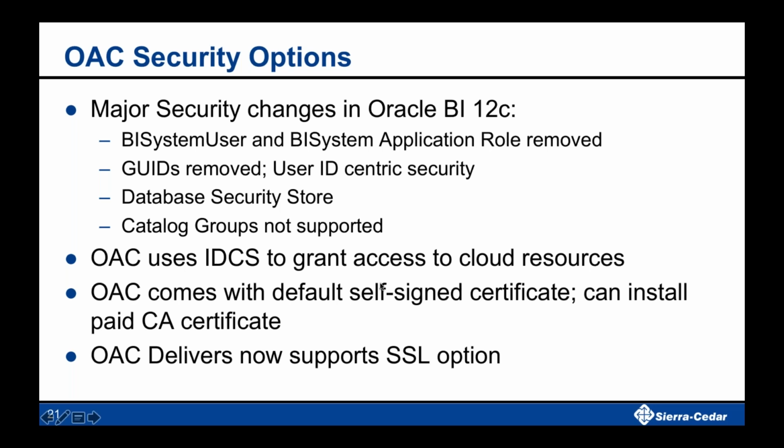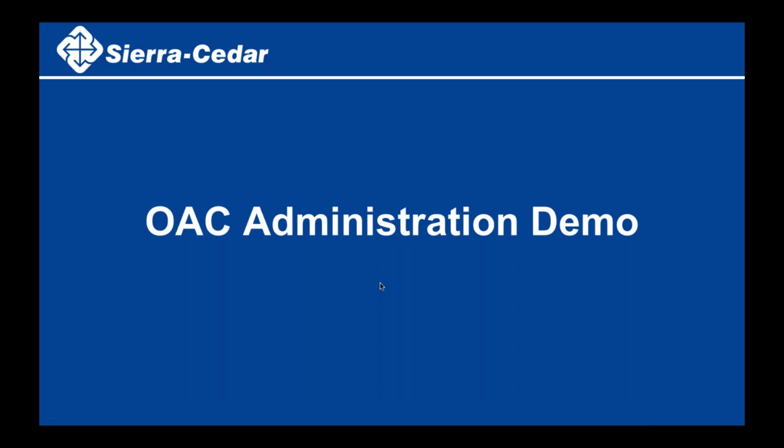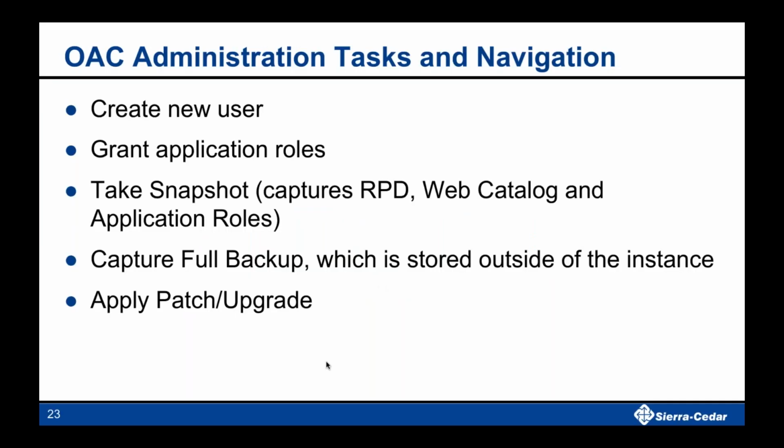So OAC comes with the default self-signed certificate. I talked about this in the last slide. OAC now supports the SSL option since the December 2017 upgrade. In the earlier versions we didn't have the option to configure it. Oracle delivers with a mail server that is SSL configured, so now we have that option. And the next one is the administration demo.